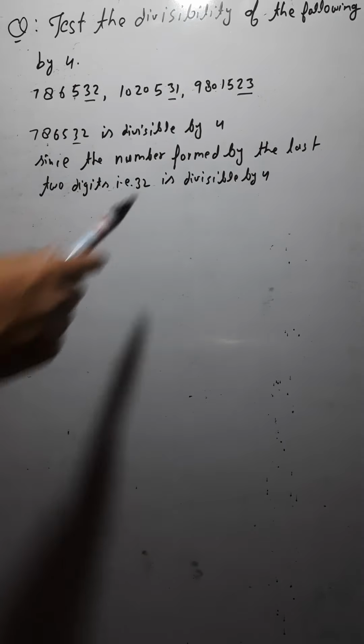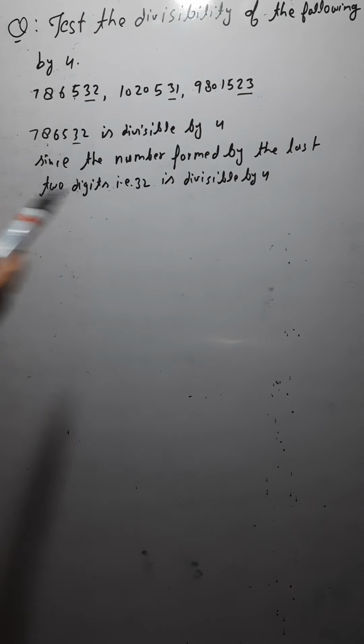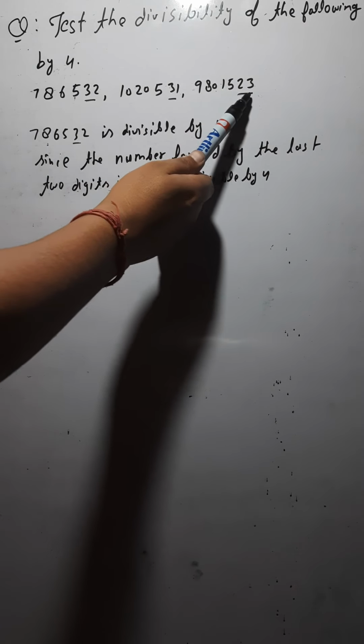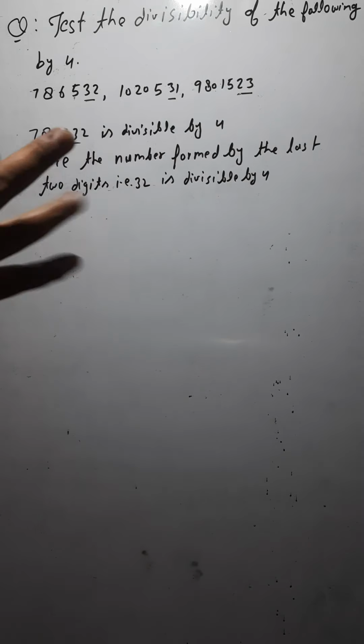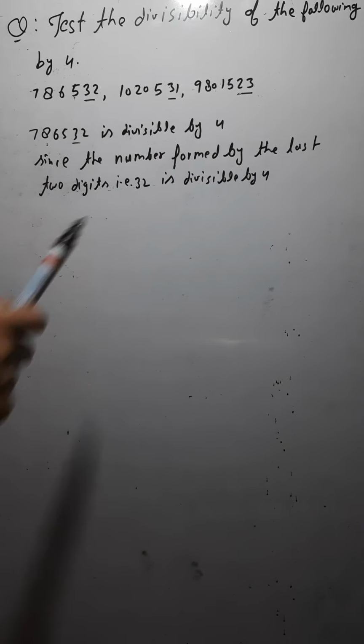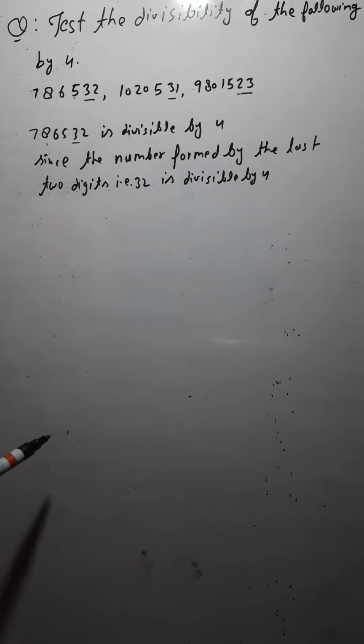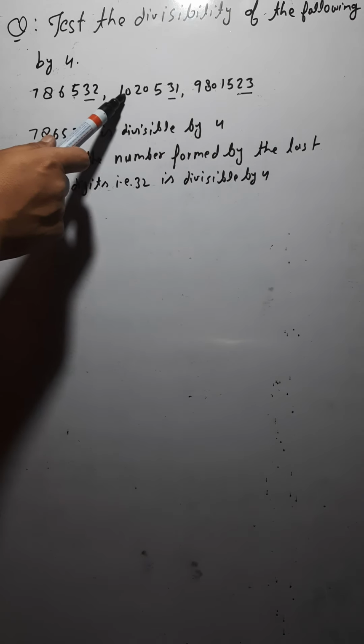Similarly, the third one, again it is not divisible by 4. Why? Because the number formed by the last two digits is not divisible by 4. Hence, the given number is not divisible by 4. Second and third question you have to do on your own. Okay. How would you do the second question?